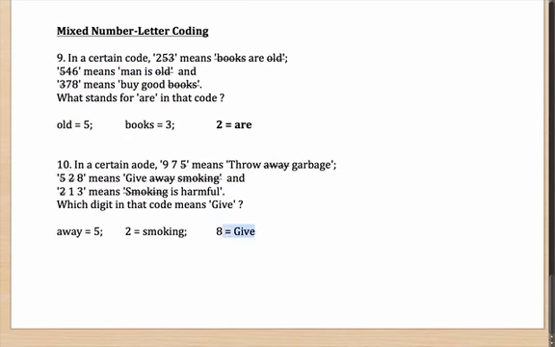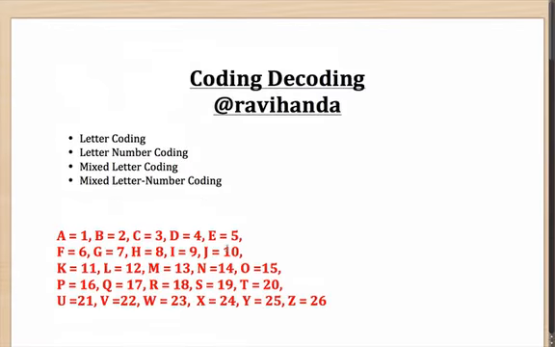Okay guys, I think this one is solved as well. Very similar to the above question where you can find out what give is. You cannot find out all of them. And the answer for give is the number 8. So guys, with this, I'd like to wrap up this session on coding and decoding. I hope you are clear with the concepts.